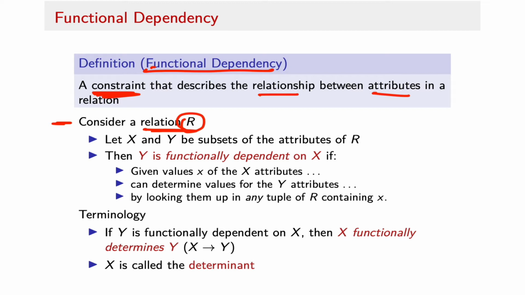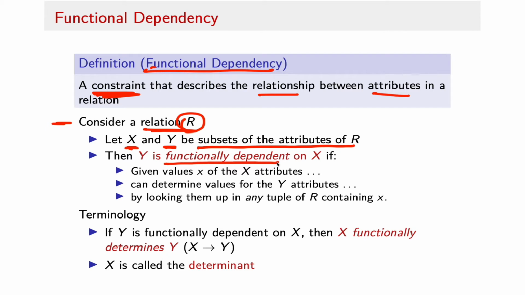That has a collection of attributes, and we're going to use the variables X and Y, our identifiers X and Y, to represent subsets of those attributes. So that's just some group of attributes drawn from all of the attributes in relation R. And here's the definition of this idea of functional dependency.